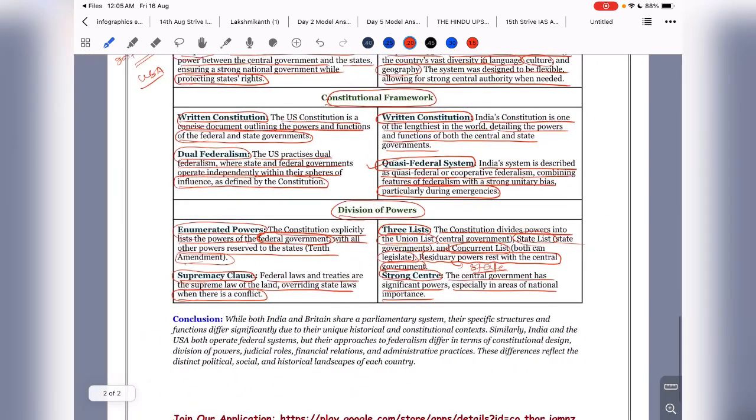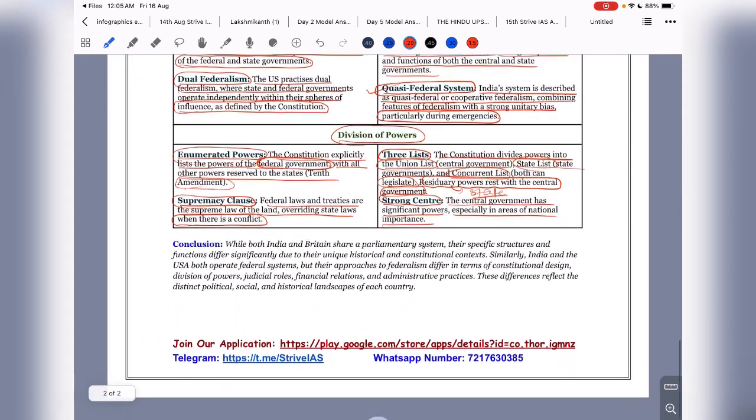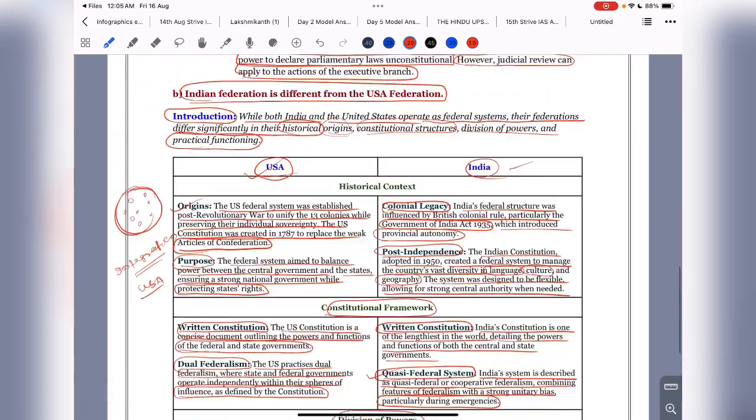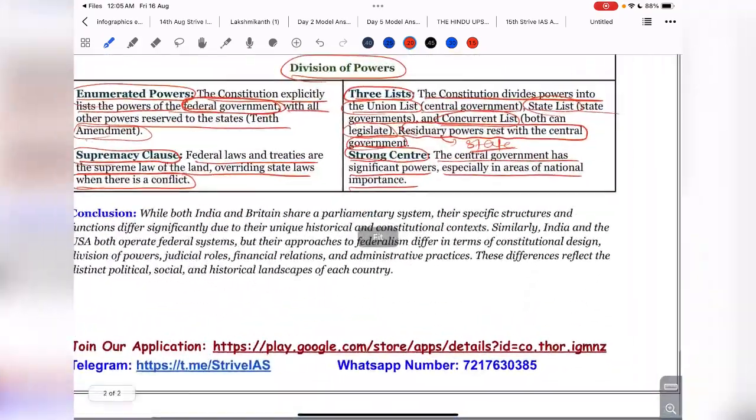You can use a tabular format to explain the difference. For example, use columns like USA and India, and write points. It is quite easy for the evaluator and for you to write, because it takes less space to write your answer.